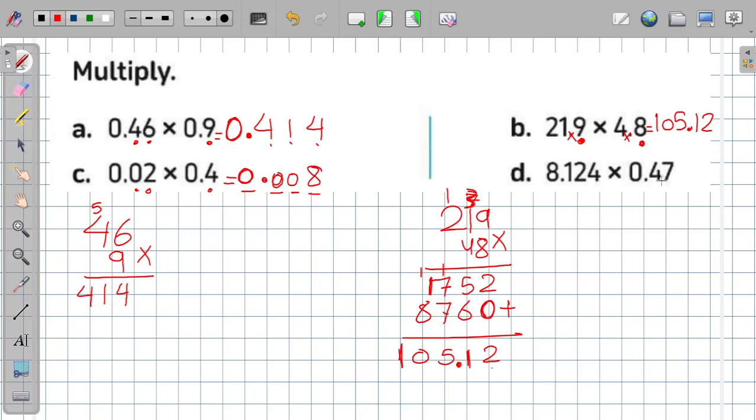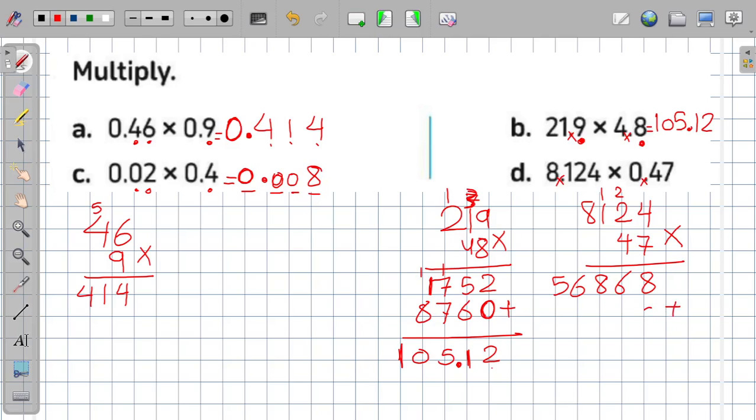8.124 by 0.47. So I will ignore the decimal point like this. Okay, so I have 8.124 by 47. So I will multiply first by 7. So 7 times 4 equals 28. So I will write 8 and carry up 2. 7 by 2 equals 14 plus 2 equals 16. So I will write 6 and carry up 1. 7 by 1 equals 7 plus 1 equals 8. And 7 by 8 equals 56. So I will write 56.